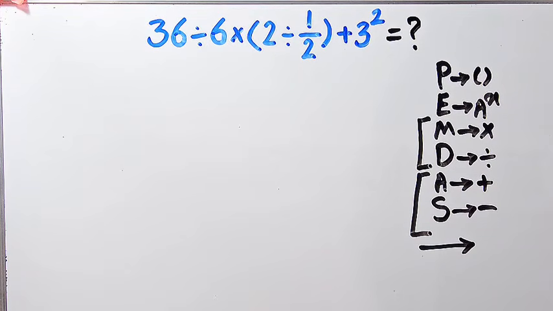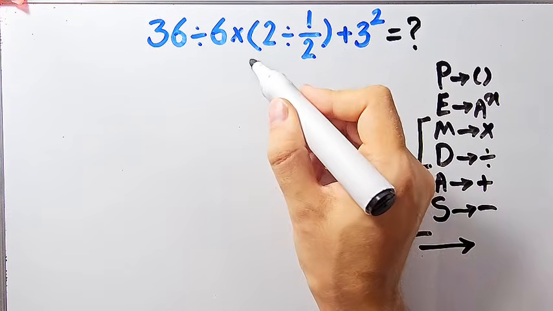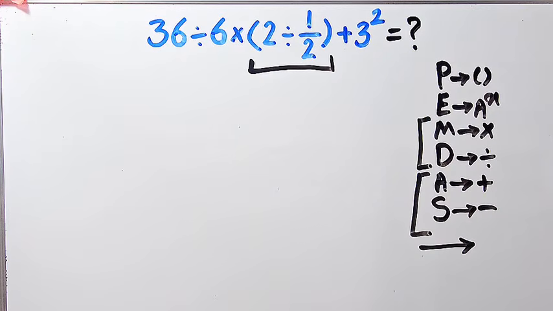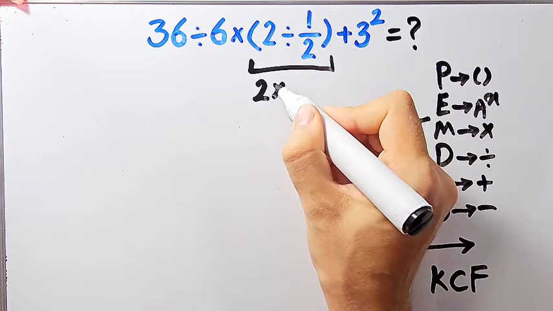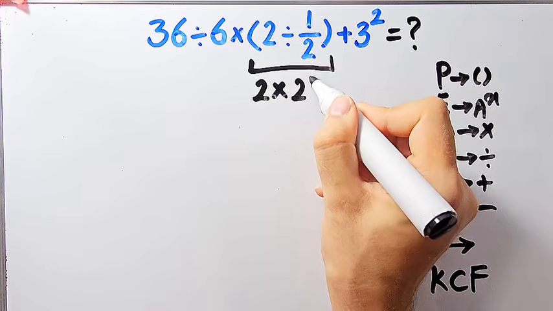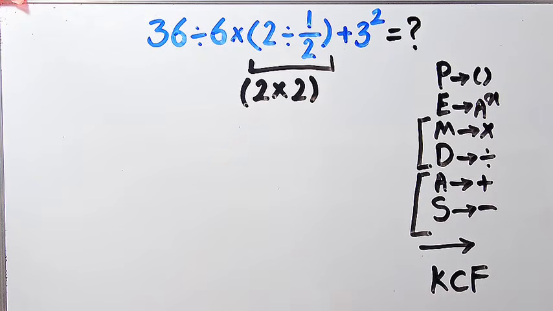Okay guys, according to the PEMDAS rule, first we simplify these parentheses. We have 2 divided by 1 over 2. To solve this part, we need to follow the KCF rule. In the KCF rule, K stands for keep, C stands for change, and F stands for flip. We keep the first number as it is, then we change the sign, and after that we flip this fraction. Now we have 2 times 2 inside these parentheses.